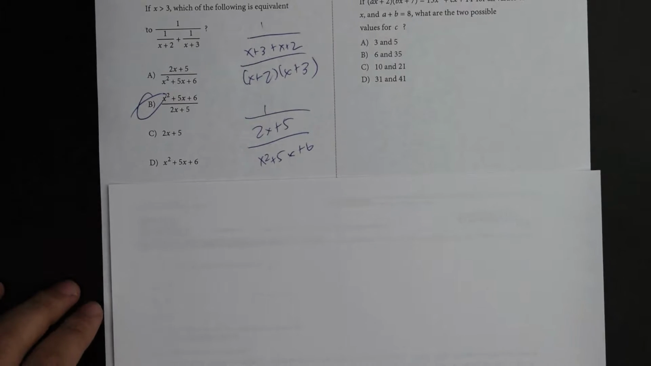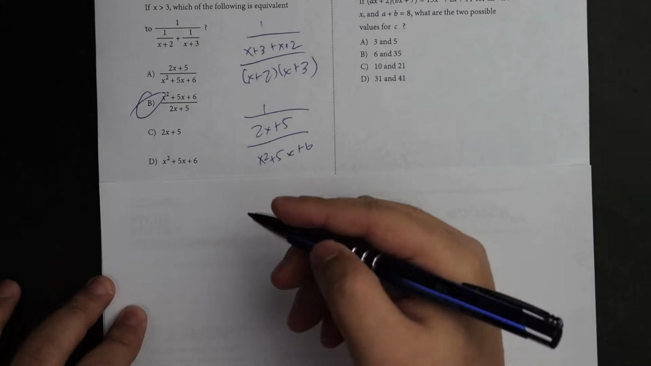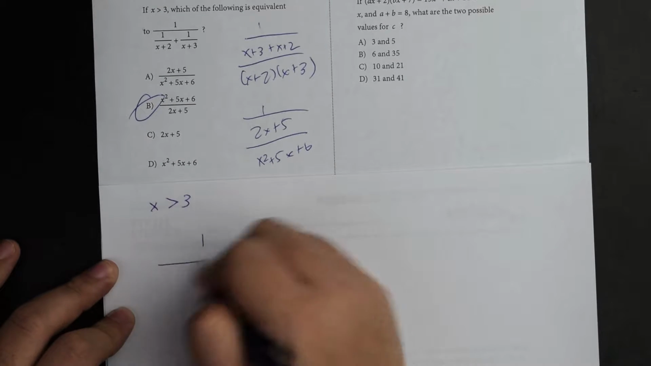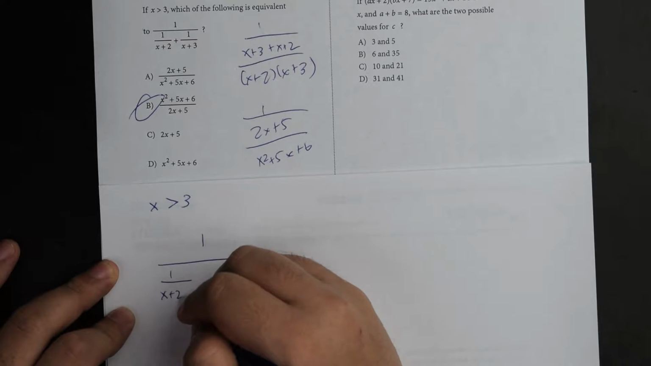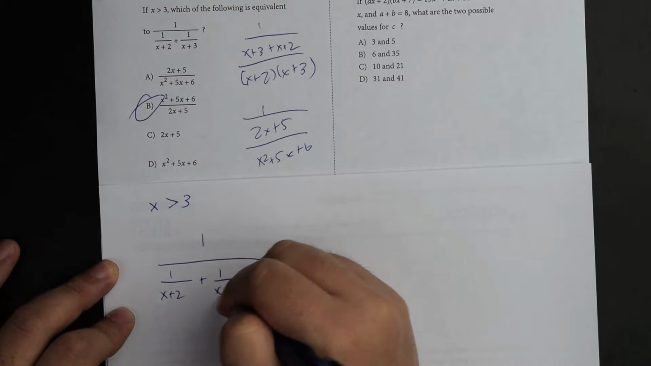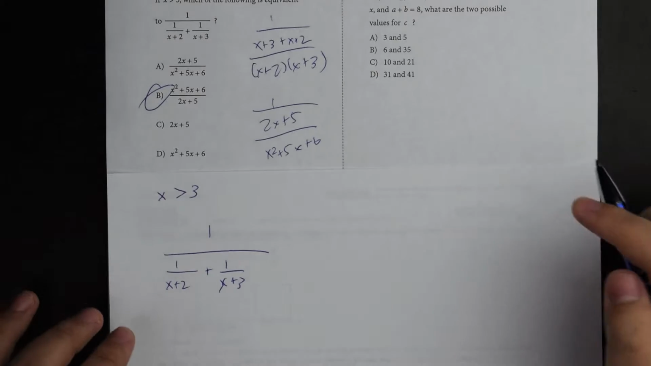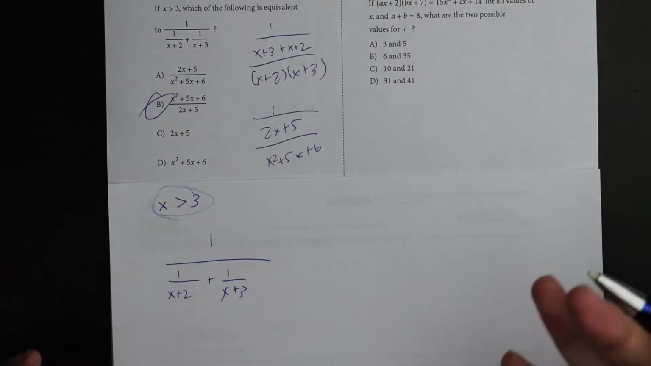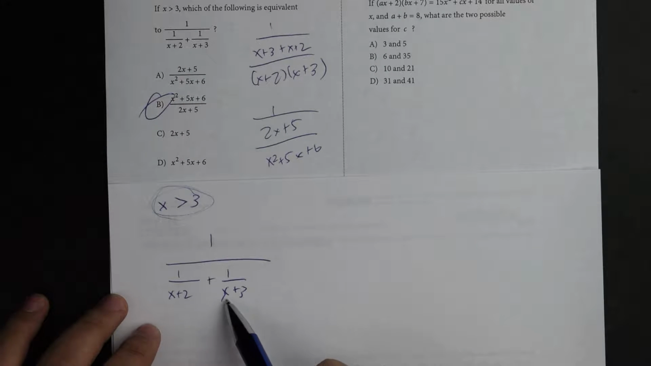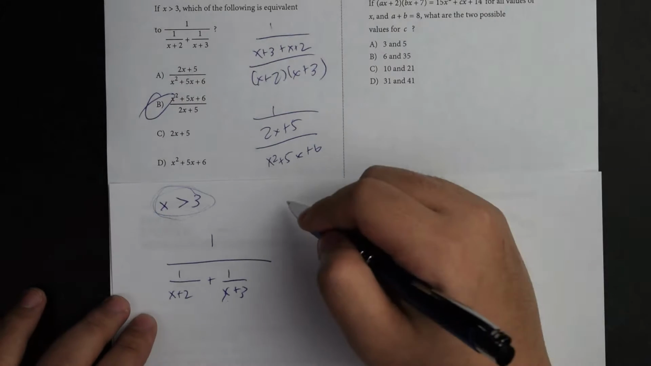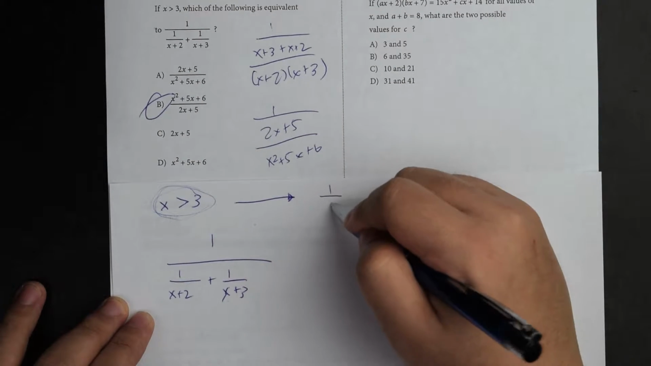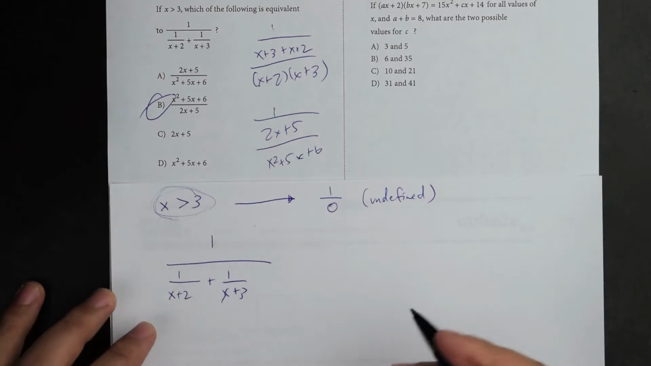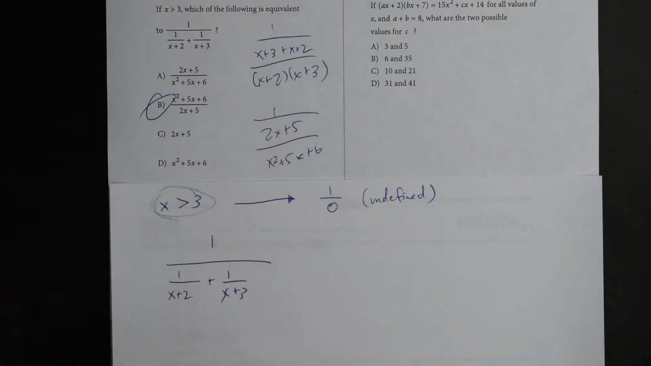For number 13, the question states this. It tells me that x is greater than 3, and then it gives 1 over x plus 2 plus 1 over x plus 3. At least when I see this problem, the condition provided here is usually only to ensure that there are no invalid answers. Usually that means they want to prevent you from getting 1 over 0, which is undefined. That's usually the purpose of this. Aside from that, it's not really important, so I'm not going to worry about it.